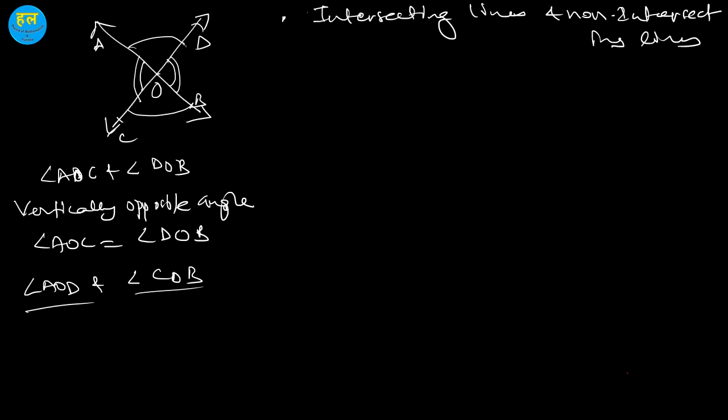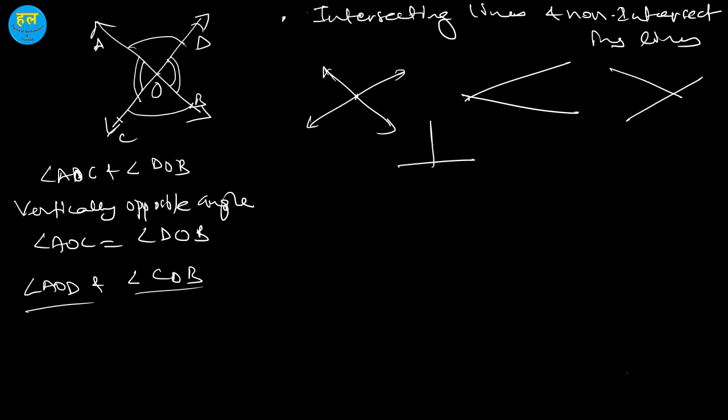Okay, so when two lines cross each other, they cross each other at a point. When they cross each other, they are called intersecting lines. No matter where they cross, whether here or here, they are called intersecting lines. No matter where the position of the lines are or the direction of the lines are, they are called intersecting lines.